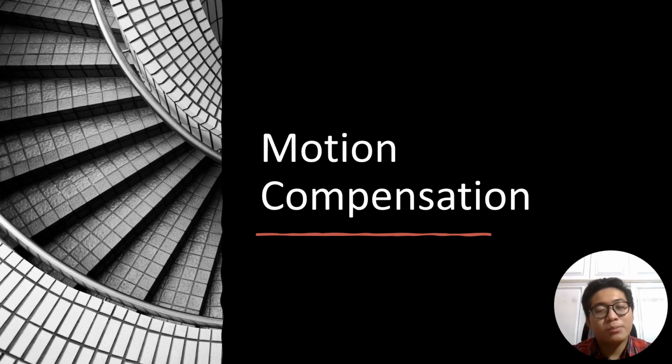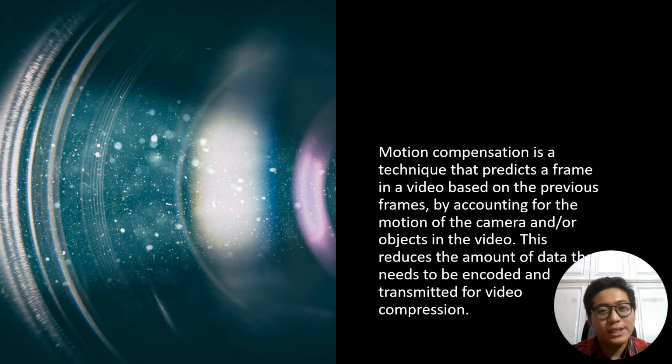And then the second component in an MPEG-4 codec is motion compensation. Motion compensation is a technique that predicts the frame in a video based on the previous frames by accounting for the motion of the camera or objects in the video. This reduces the amount that needs to be encoded and transmitted for video compression.